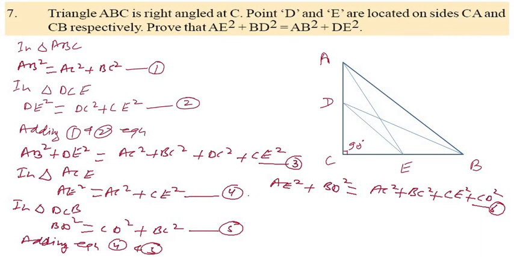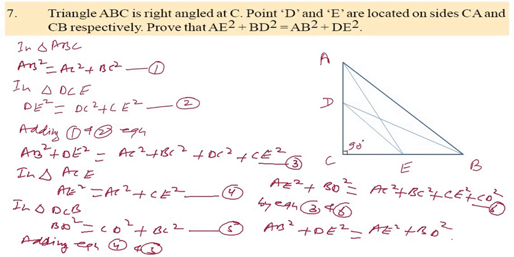So by equation 3rd and 6th, as you know, right hand sides are equal, so left hand side is also equal. So you can write here AB square plus DE square is equal to AE square plus BD square, and hence proved.